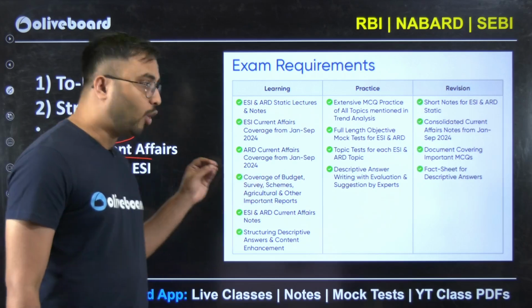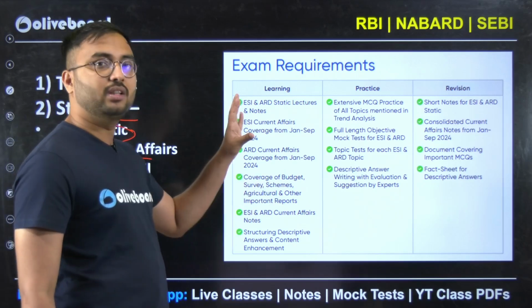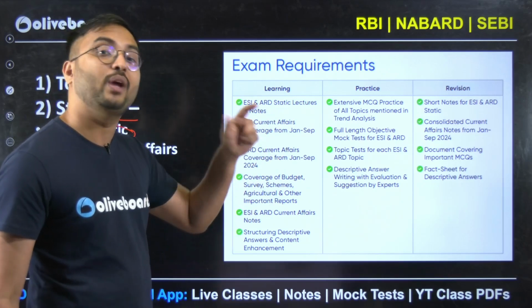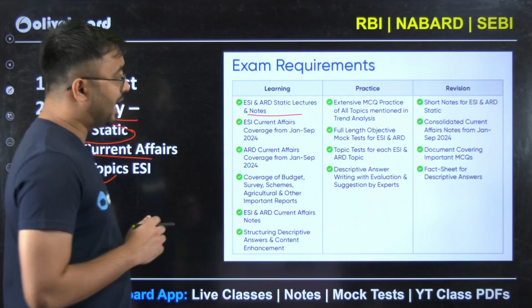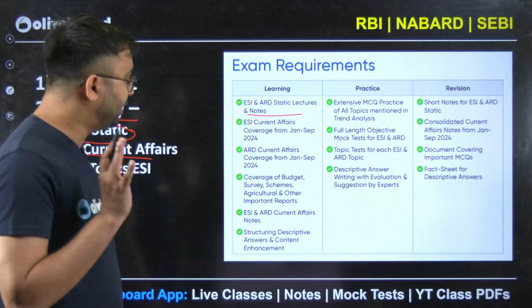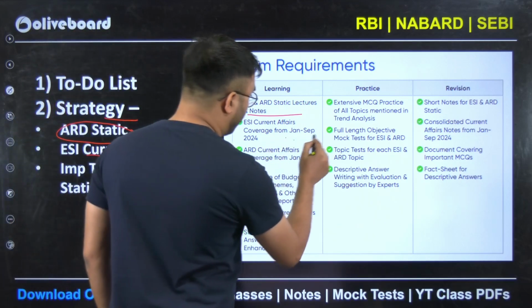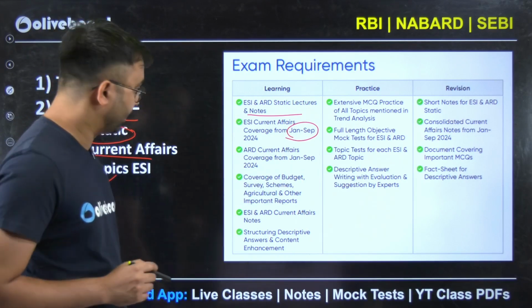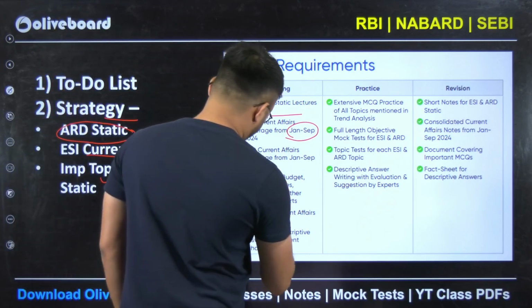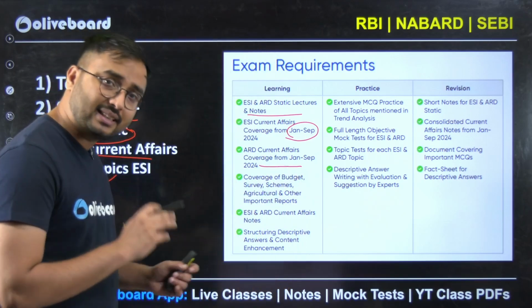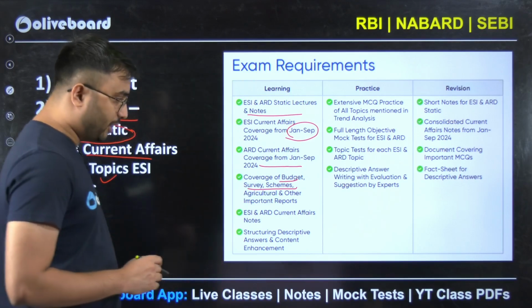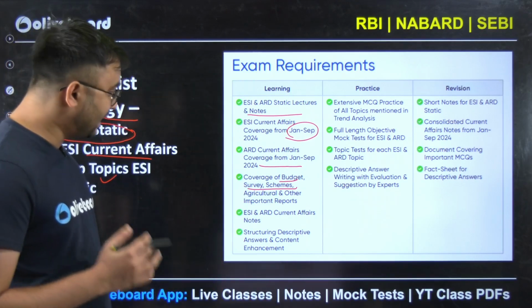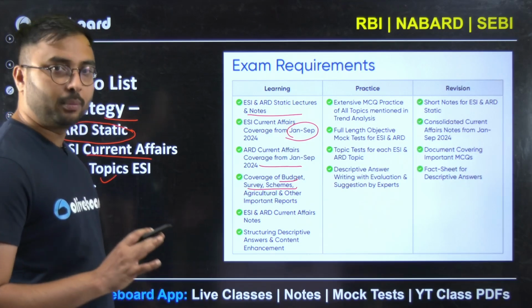Okay, so all in all, let us look at what is the requirement or prerequisite to ace in this exam. So first thing is that ESI and ARD static should be completed properly. Current affairs should be completed for Jan to September, for both ESI as well as ARD. The budget, economic survey, other reports, indices, that should be covered properly.